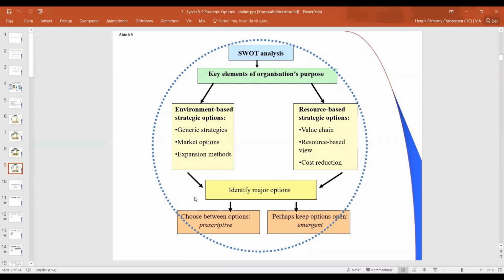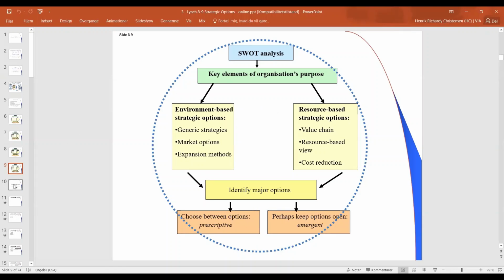Because right now, imagine that we have a generic strategy, and we have a resource-based strategy from the value chain. Which one should we use? Or could we use both? And what are the criteria that we need to use in order to choose? These are also quite big and important questions, but they will come after we have identified what different kinds of strategies we might find simply by looking at the environment and the resources.